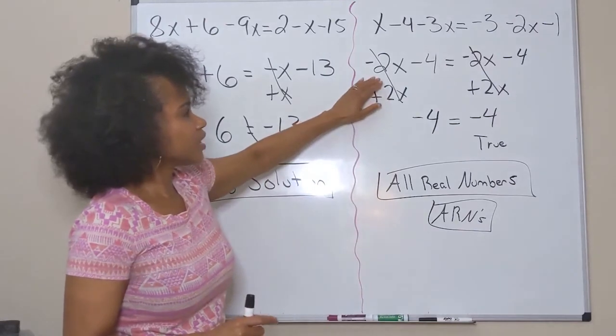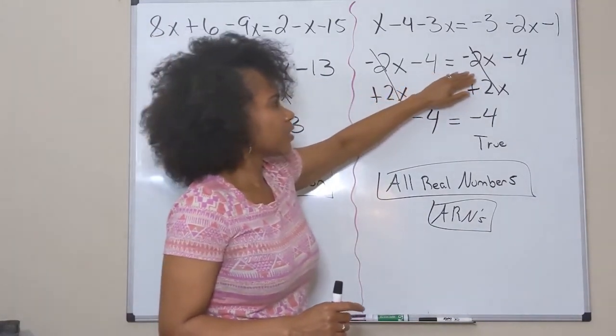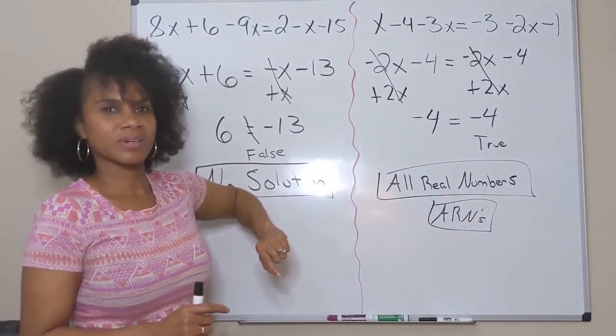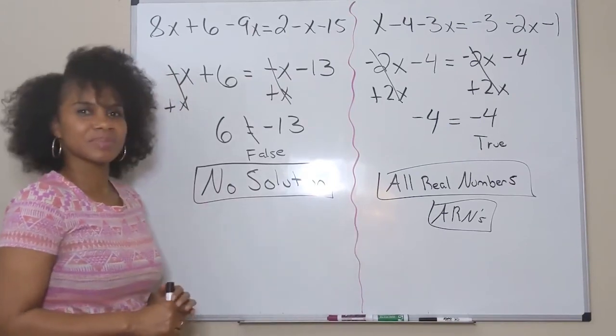And on this one here, if you already notice that your terms are the same on each side, you can already say your answer is all real numbers. All right. So that is my multi-step equations, special cases.